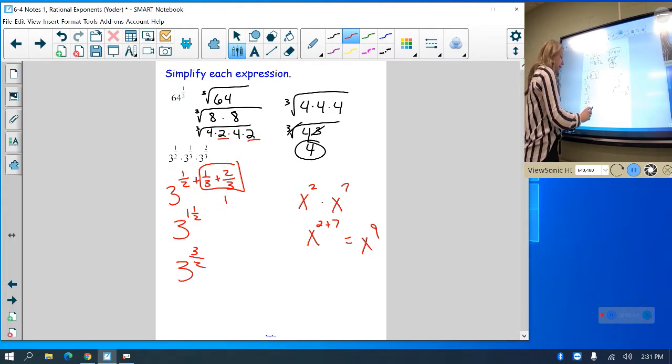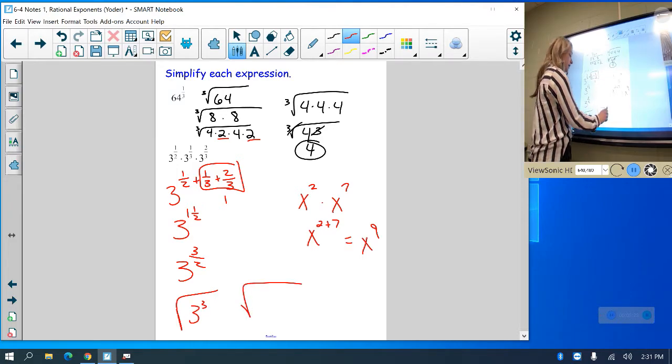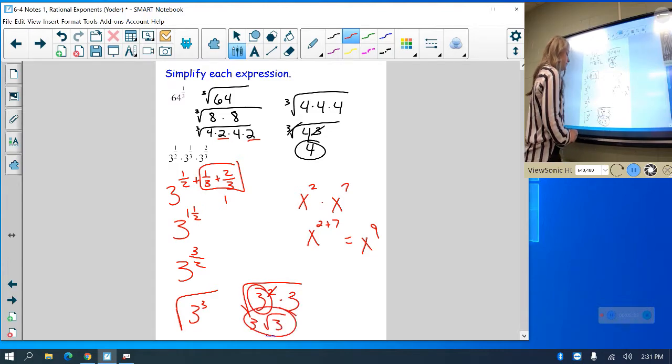Now I have the square root of 3 cubed. Rewrite this to be 3 squared times 3 so that you can cancel out your squared. So you have 3 square roots of 3.